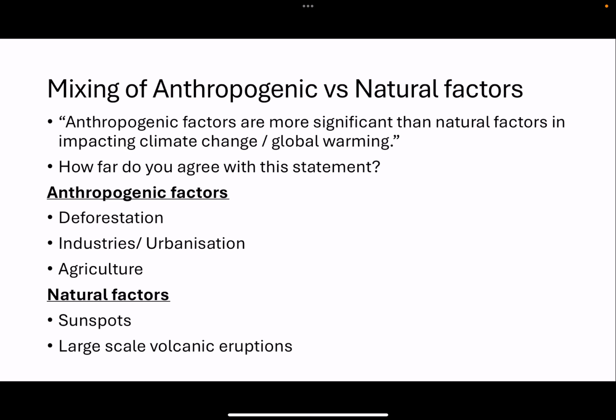So in terms of anthropogenic and more significant than natural factors, if you look at your friends from other schools in the papers, a lot of schools like to test this as well. Okay, so what we're looking at under your anthropogenic factors, you can look at deforestation, building of industries or urbanization, either one, but they are not very in detail and they're lumped together most of the time because your industries actually are a result of trying to support urbanization.